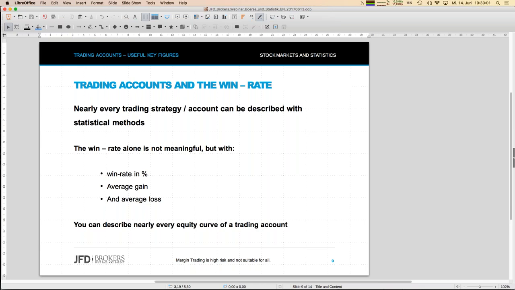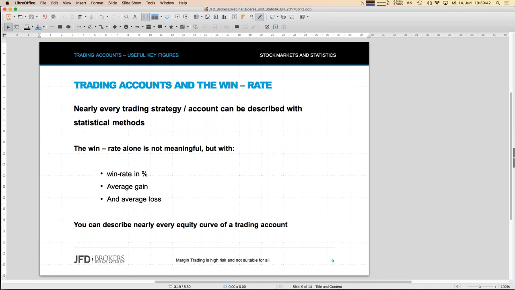Without those two numbers, you can think about, let's do it in euros. If the average gain might be 1 euro and the average loss might be 20 euros, you can easily calculate by your own that a win rate of 90% would be direct ruin of your trading account. Because if you have a win rate of 90% and your average profit is 1 euro, but your average loss is 20 euro, you would finally lose money.